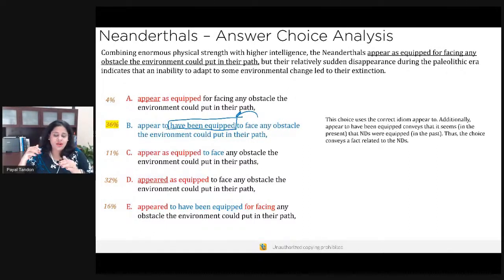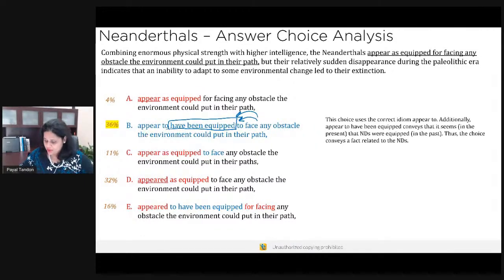So if you rejected this answer choice despite knowing the meaning, despite having drawn all the inferences, despite doing the summary of the sentence, you need to make this a note, and this needs to be your learning: what is the usage of this kind of construction, appear to have been equipped. Does this point make sense? Yes or no? So this is what needs to go in your error log, apart from other stuff.